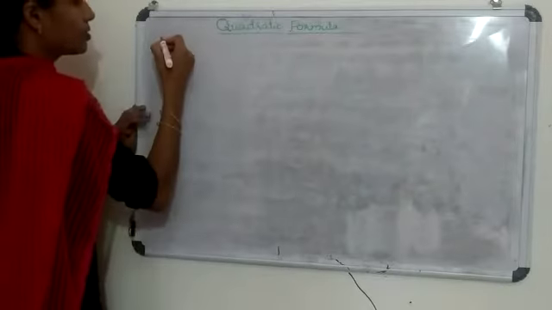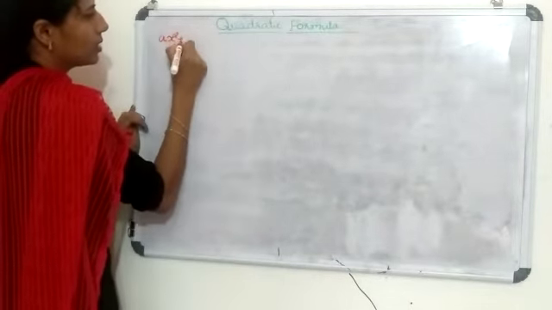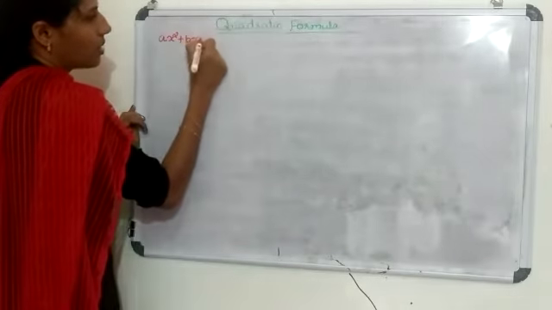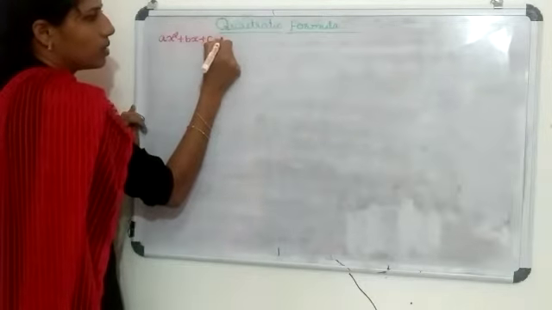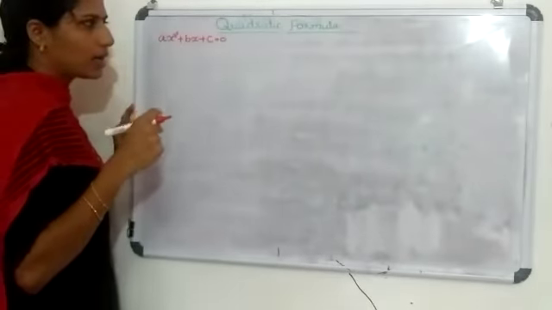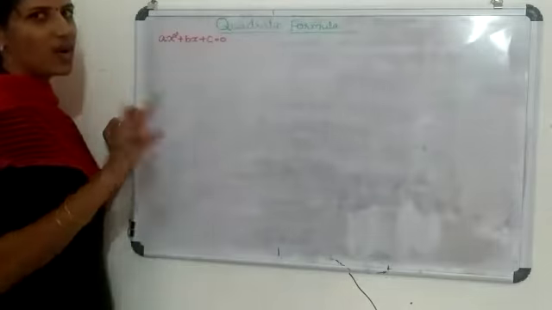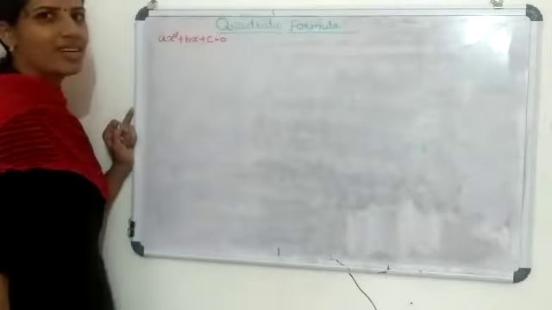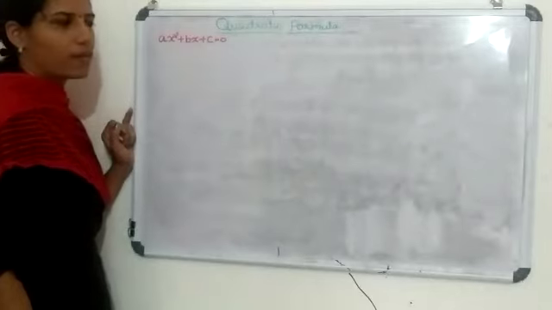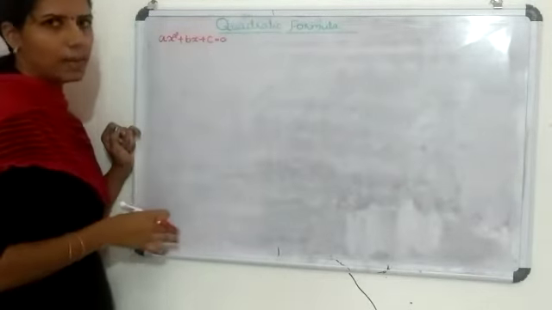So consider our standard equation ax square plus bx plus c equal to 0. I told you that the second method, completing the square, is not necessary for the syllabus, but without knowing it we cannot solve this equation, because everything is based on completing the square.